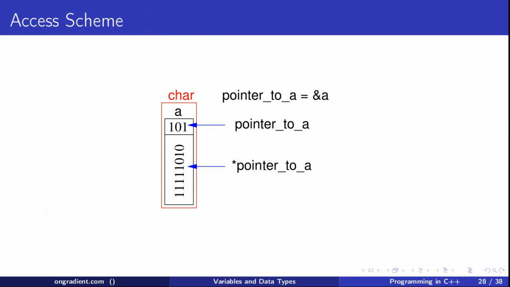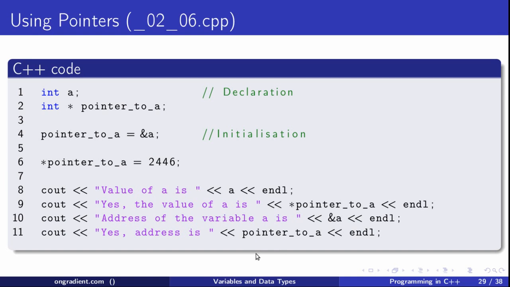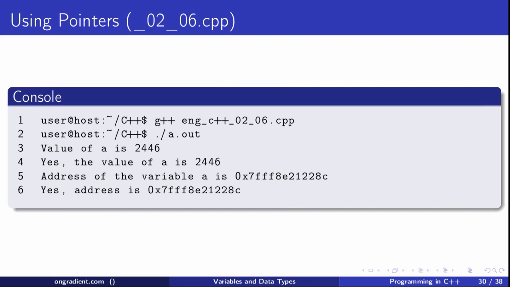Let me explain the example graphically. The pointer contains the address of the variable. If we put an asterisk before the identifier of the pointer, we obtain access to information that is stored in the variable. Here is a question for you. What will be the output of the program to the console? Compile and run the program. This is in the 6th example of the lesson. Check yourself. This is the output of the program and the answer to the question.